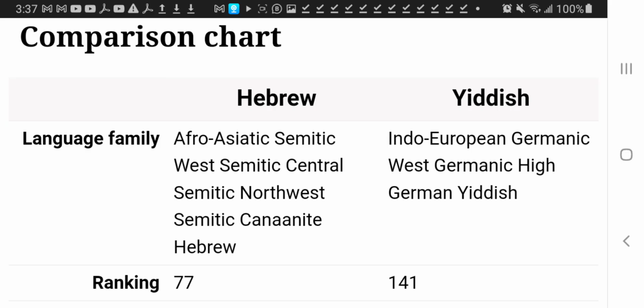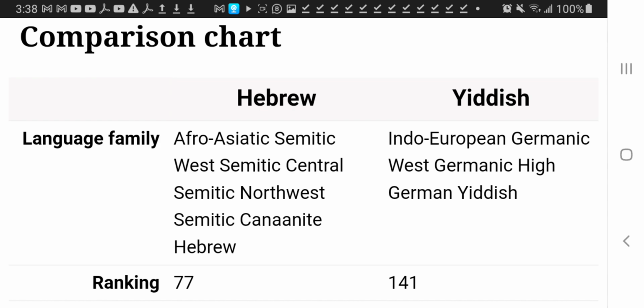Comparison chart: the language family, the Hebrew and the Yiddish. This is very important, so hopefully my people can get out of this confusion and really get to learn what's what. The Hebrew language family is Afro-Asiatic, Semitic, West Semitic, Central Semitic, Northwest Semitic. Then they put the Canaanite and the Hebrew right there. They should put the Canaanite in the Yiddish column too, but that's a whole other point.